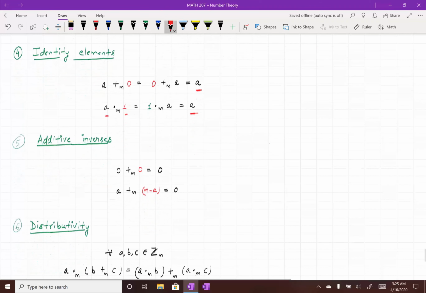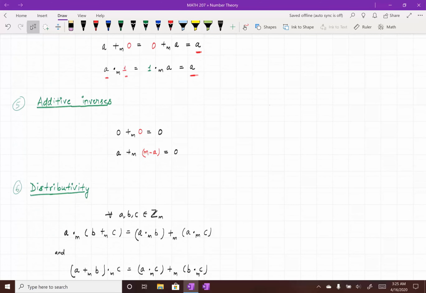You also have the concept of additive inverse. So the additive inverse of 0 is 0, because 0 addition modulo m with 0 is equal to 0, and the additive inverse of any other element a is going to be equal to m minus a, because a addition modulo m with m minus a is going to be equal to 0. So for example, with usual addition, 2 plus minus 2 is going to be equal to 0. So minus 2 is the additive inverse of 2, because if you add 2 and minus 2 together it is equal to 0.